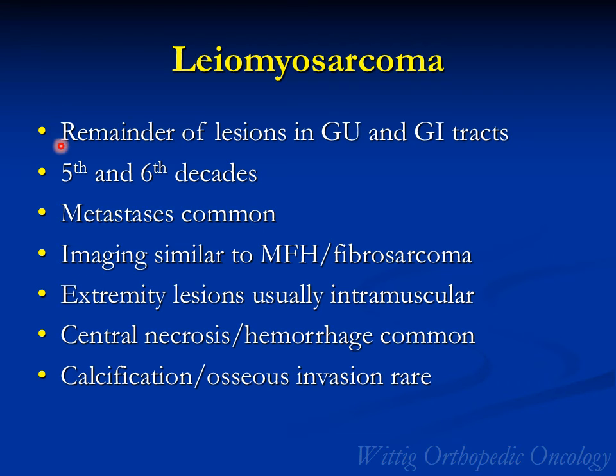The remainder of the tumors occur in the GU and GI tracts. They can arise from intestine. It occurs primarily in the 5th and 6th decades of life. Metastases are common. It has imaging similar to an MFH and Fibrosarcoma.